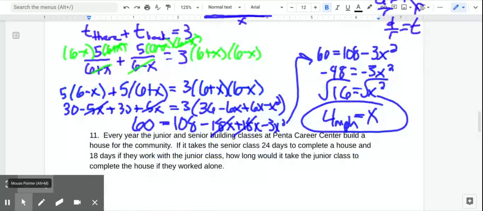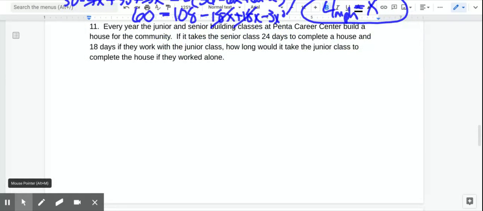All right, let's check out our last problem. All right, every year the junior and senior class at Penna Career Center build a house for the community. The senior class takes 24 days to complete a house and 18 days if they work with the junior class. How much would it take the junior class to complete the house if they worked alone?